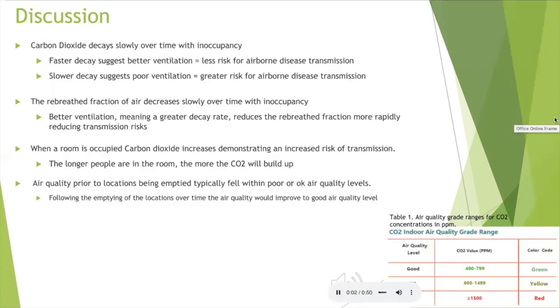From all this data, we can see that carbon dioxide decays slowly over time after people have left a room. With better ventilation, we will have a faster decay rate and therefore less risk for airborne disease transmission. Similarly, the rebreathed fraction of air decreases slowly over time within occupancy as well. Better ventilation means a greater decay rate, which reduces the rebreathed fraction more rapidly, reducing transmission risks. The longer a room is occupied and the more people are in that room, the more CO2 will increase, demonstrating an increased risk of transmission.